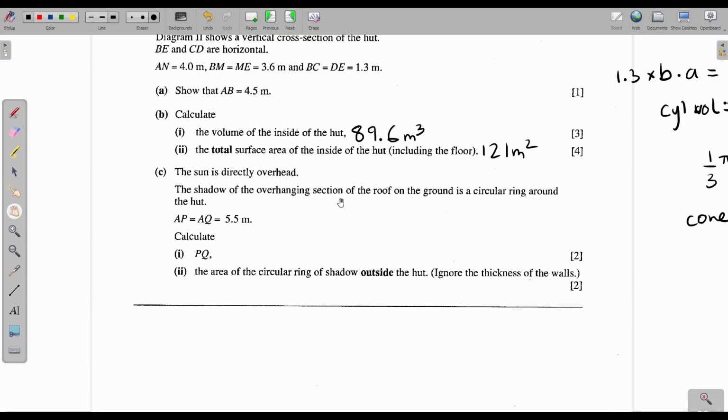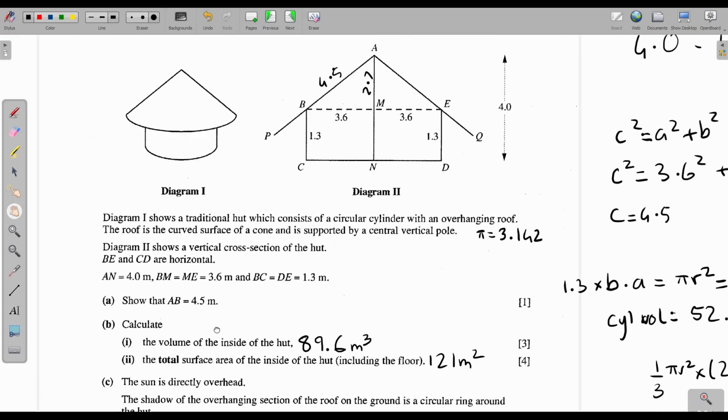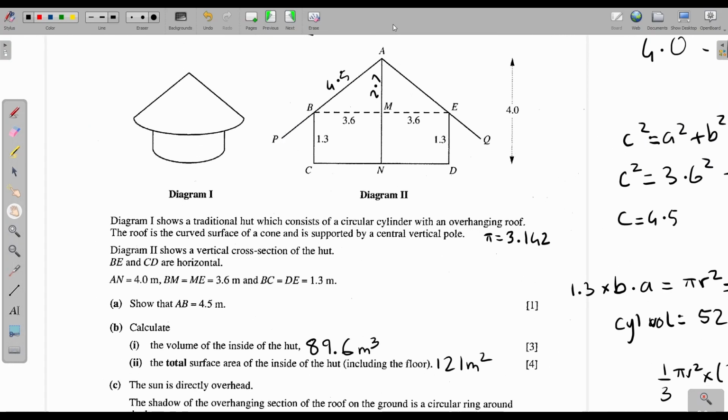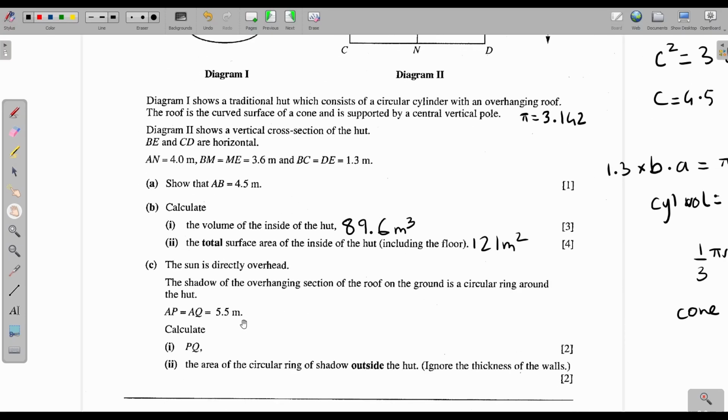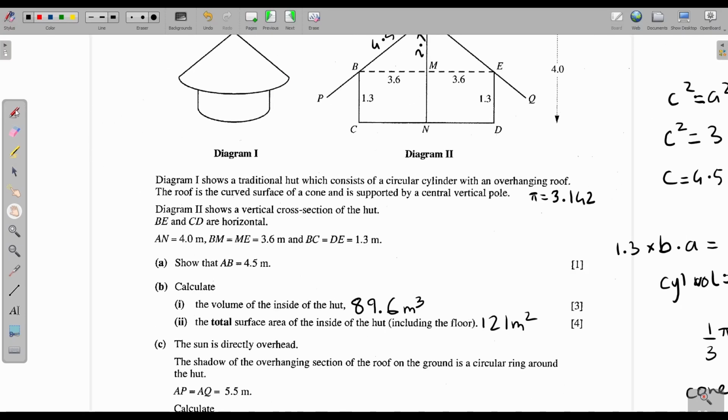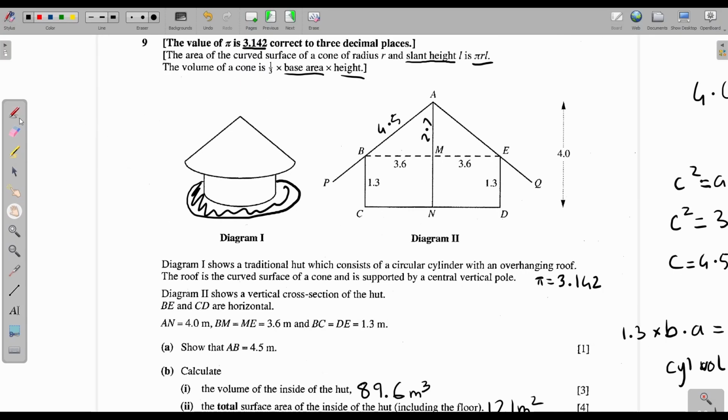Okay, part C says the sun is directly overhead. The shadow of the overhanging section of the roof on the ground is a circular ring around the hut. So there's a circular ring around the hut based on the sun being overhead, right? You can kind of draw it here. There's just a circular ring around this, and it'd be colored black because the sun is shining from up here, right? And we can give the sun a happy face.